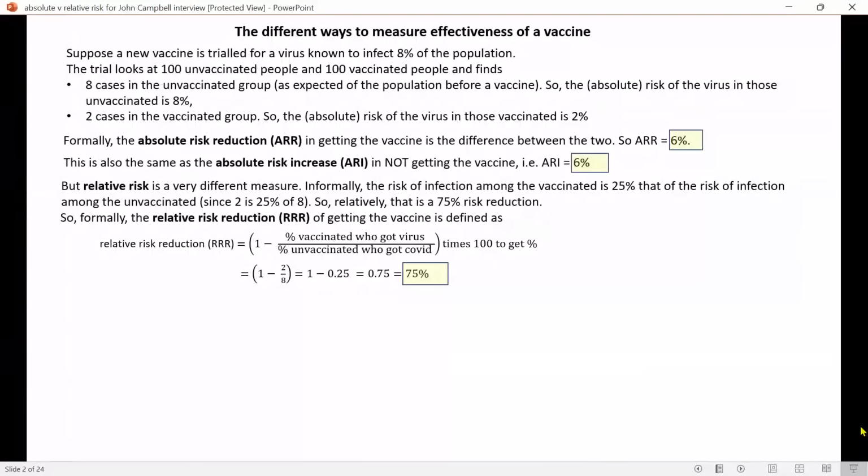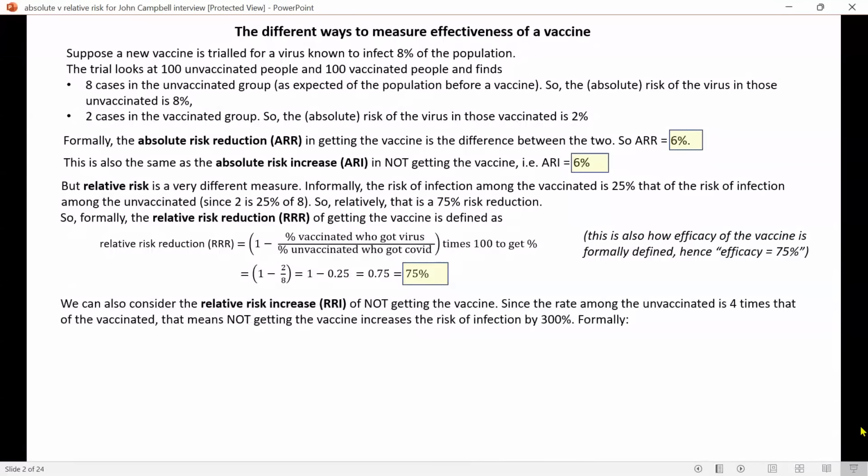And that's also formally how efficacy of a vaccine is defined. So formally, they would say the efficacy is 75%. So if you only hear efficacy, they are always talking about the relative risk reduction. Okay? Now, we can also consider the relative risk increase of not getting the vaccine.